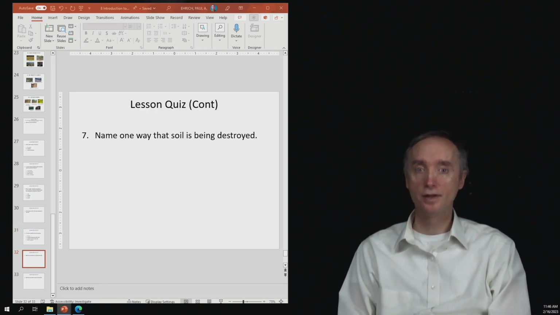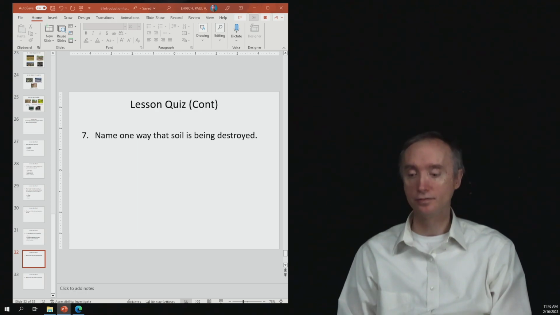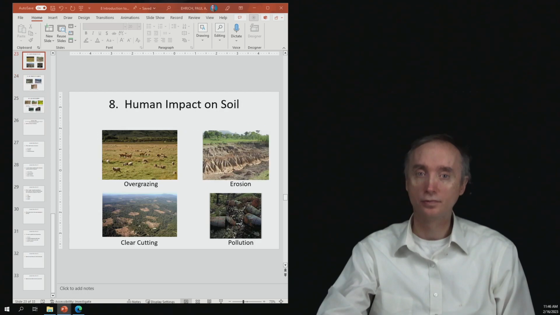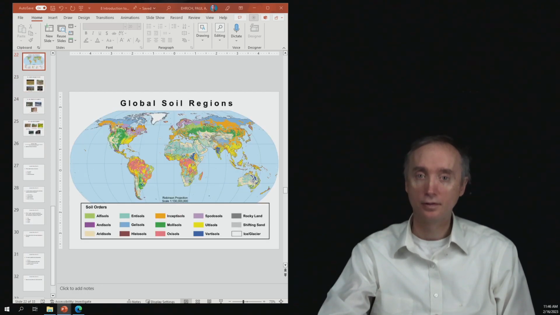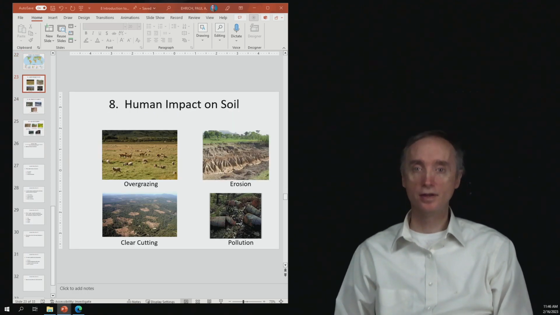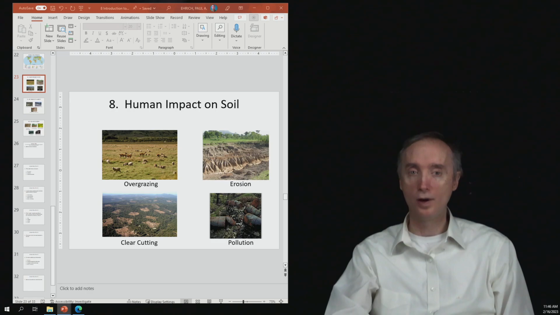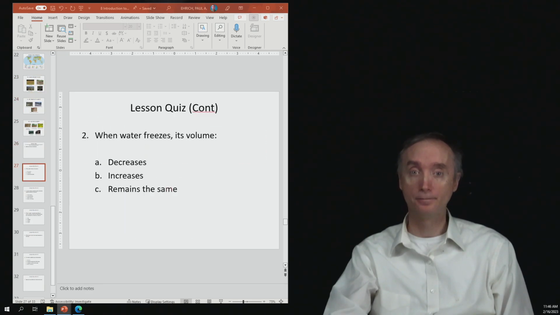Number 7, name one way that soil is being destroyed. So if we go back up to this one, the human impact on soil, we said that you could have overgrazing, you could have erosion, you could have clear cutting, and you could have pollution. So these were all ways in which humans have been affecting the amount of soil that we've got.